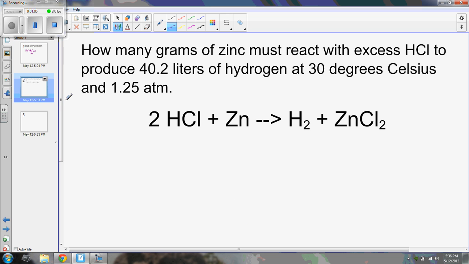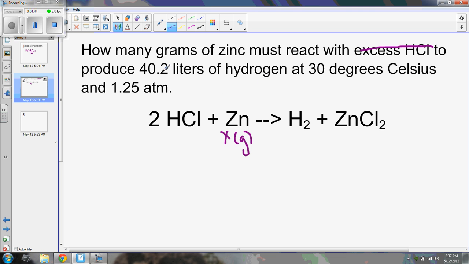This problem says how many grams of zinc must react with excess HCl to produce 40.2 liters of hydrogen at 30 degrees Celsius and 1.25 atmospheres. So the first thing I always do in the problem is I write and balance my equation. This one's already given to me, so I don't have to worry about that. Then I'm going to write what the problem gives me down. So I want to find out how many grams of zinc. So zinc is my X, and my final answer is going to be in grams. Must react with excess HCl. HCl is in excess, so I'm not going to worry about it.